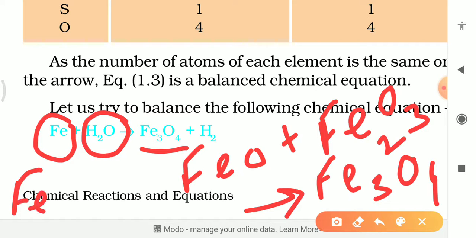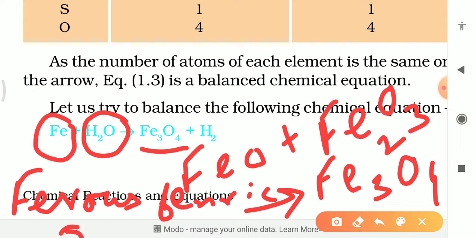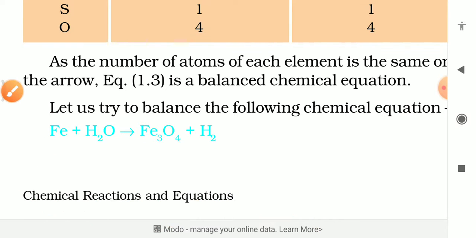Ferrous, ferric, oxide. Now see here, when iron is combined with water, it will give rise to ferrous ferric oxide plus hydrogen. H2 is a gas, and gas is released here. Now let us try to balance this following equation. How will we balance this equation? Let's start now.